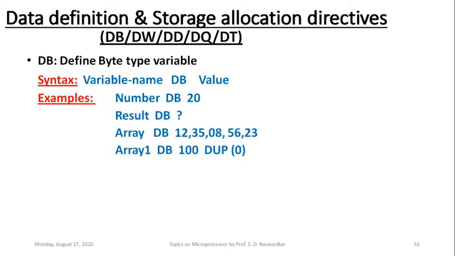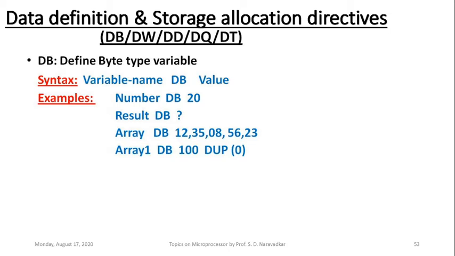And then the last example, array 1. The name of that variable is array 1, DB, total 100 locations are defined here, and DUP stands for duplicate, and the value is 0 inside brackets. It means that variable array 1 reserves a total of 100 memory locations, 100 bytes, and DUP 0 means all 100 locations are initialized to 0.